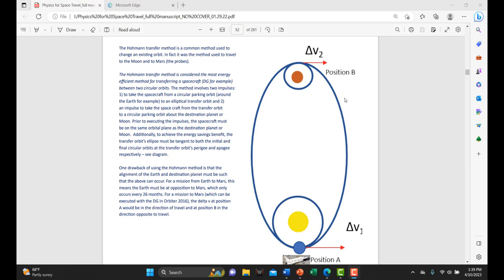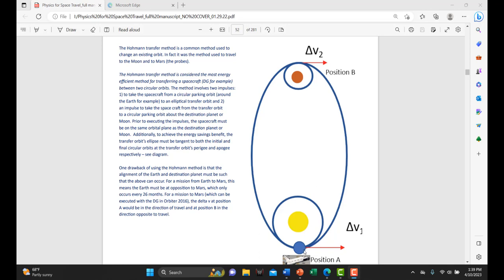Okay, so for a mission from Earth to Mars, this means that the Earth must be at opposition to Mars, which only occurs every 26 months. For a mission to Mars, which can be executed on the DG in Orbiter 2016, the delta V at position A would be in the direction of travel, and at position B in the direction opposite to that of travel. Okay, so I'm referring to this diagram here.